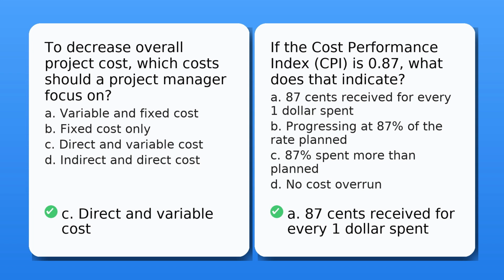Today we are tackling two questions every PMP aspirant and every real-world project manager needs to answer. How can a project manager effectively reduce project cost? And what exactly does it mean when your CPI is 0.87? Let's jump into the first question.